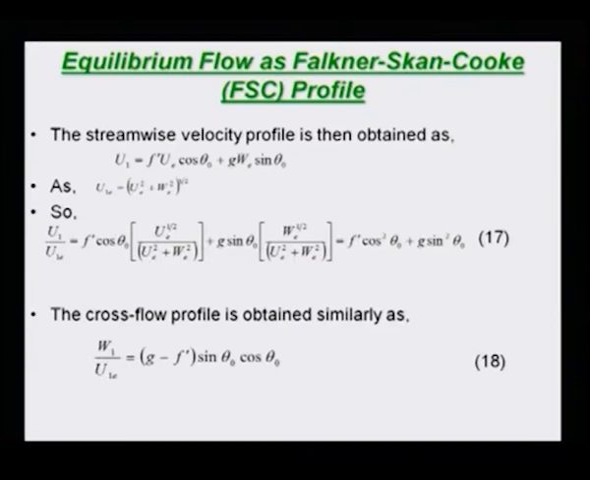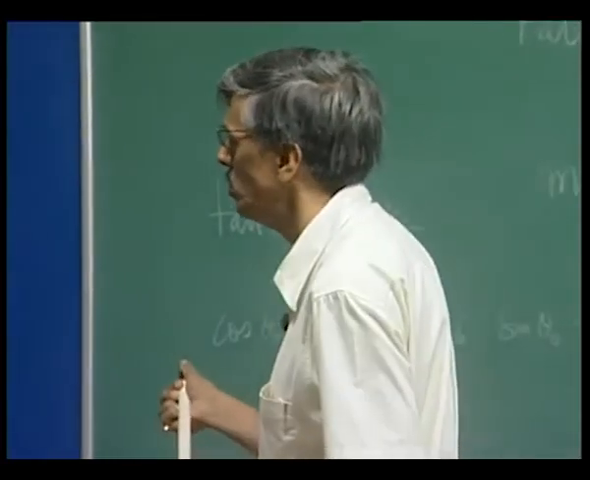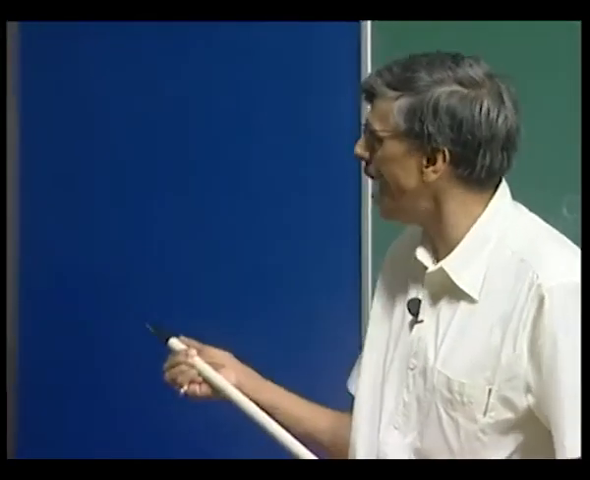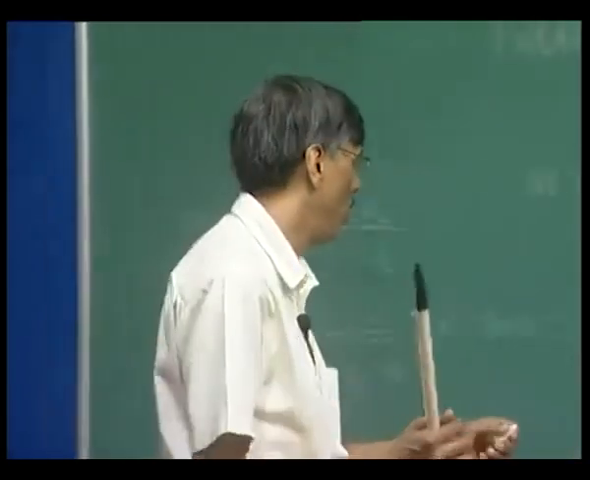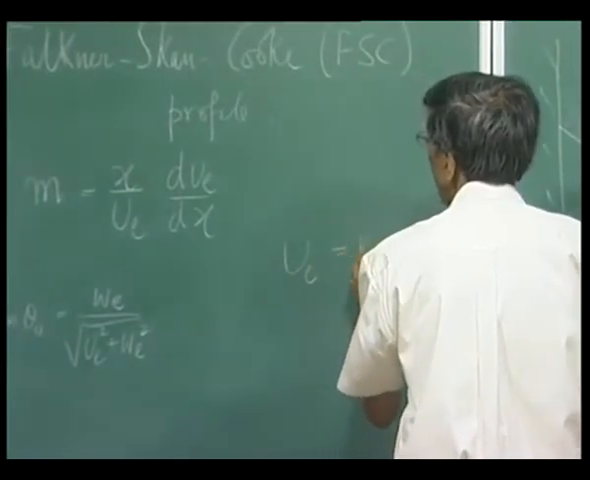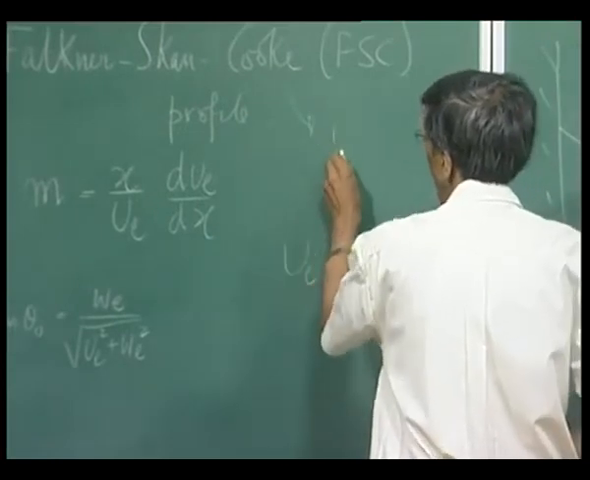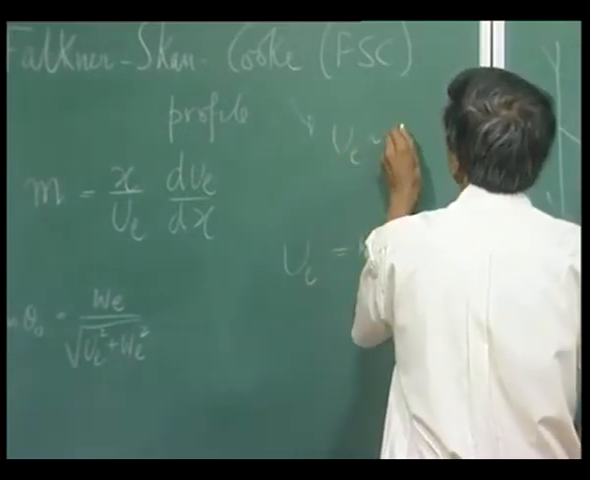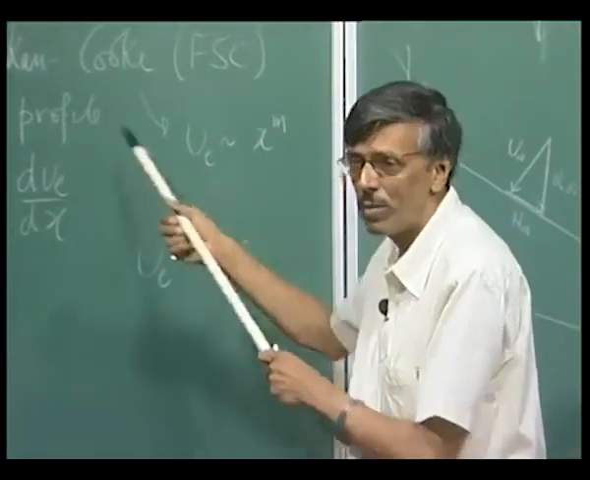So, once we have the flow direction components, then we are ready to define the equilibrium flow, and that is what we want to do. Now, look at the attachment line itself. In the attachment line itself, what have we seen? We saw UE is kx, whereas here we said that UE goes as x to the power m. That was the Faulkner-Skan idea, and that was extended by Cooke like this.